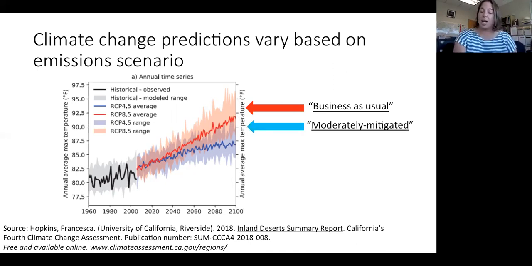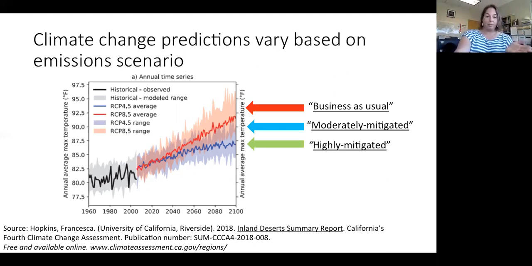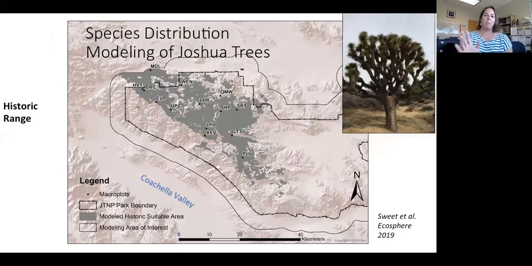If we mitigate it, as we say, if we do take steps to reduce greenhouse gases, we'd see something like the mitigated scenario, and then highly mitigated is what we really want at this point, which would be we take major steps to address our greenhouse gases and we see less of an increase in temperature. So what we did is we produced some models. So this is the historic range in Joshua Tree National Park.